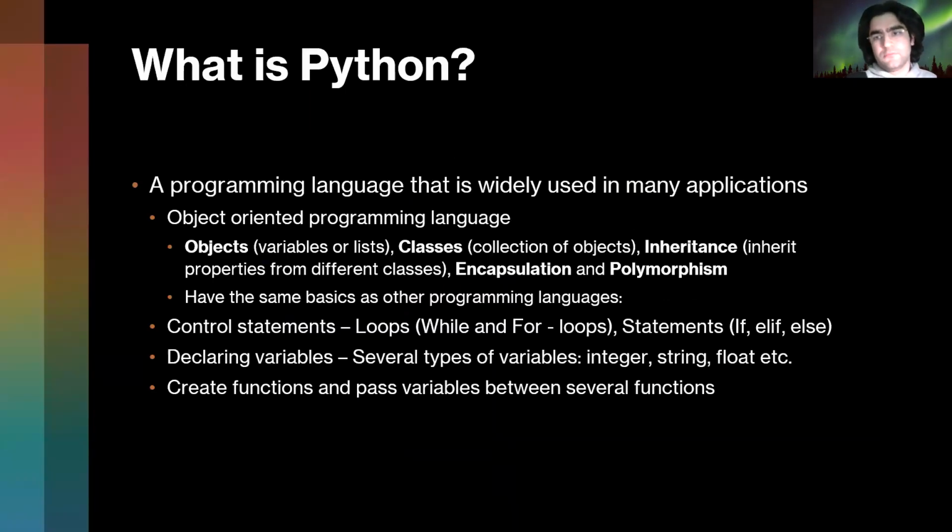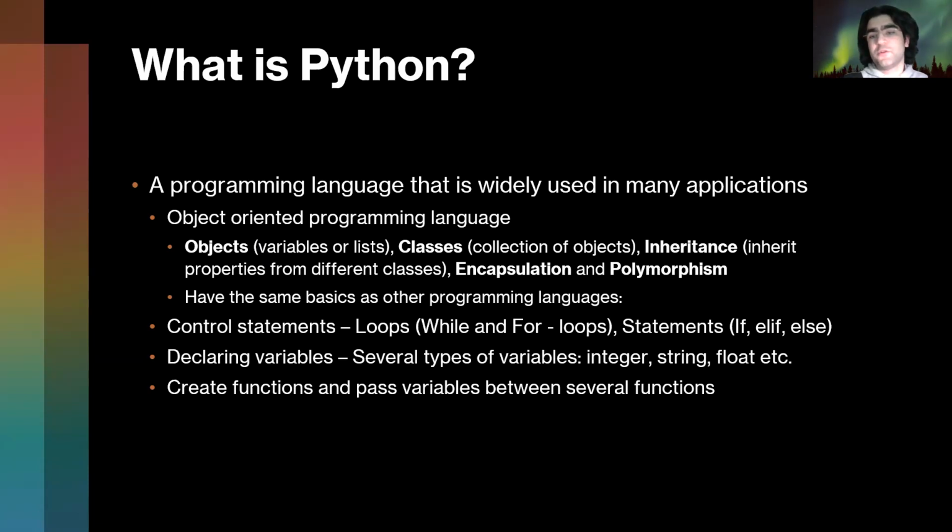So let's start with the question: what is Python? Well, Python is a programming language that is used widely in many applications. It is definitely used in engineering. It is used in science in general. It can also be used in statistics and so on. It is an object-oriented programming language, just as Java.